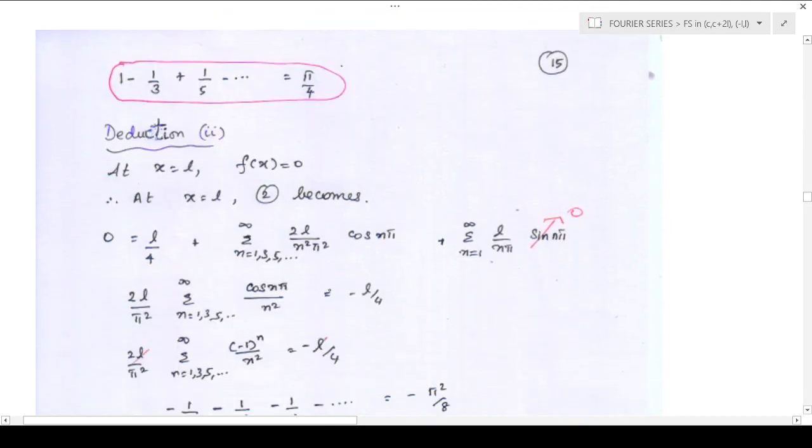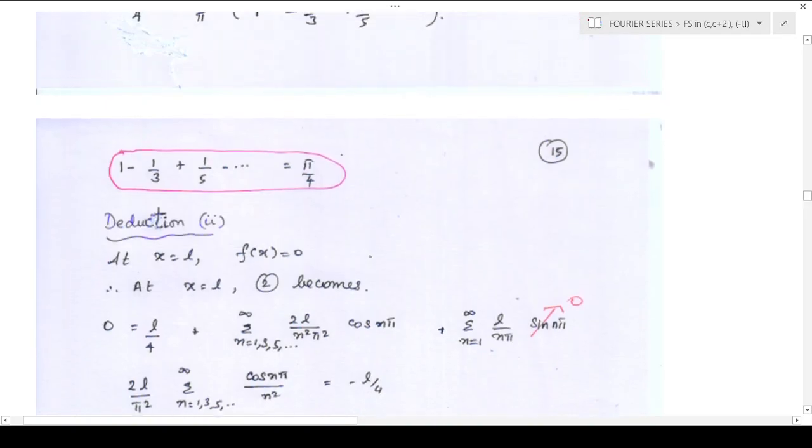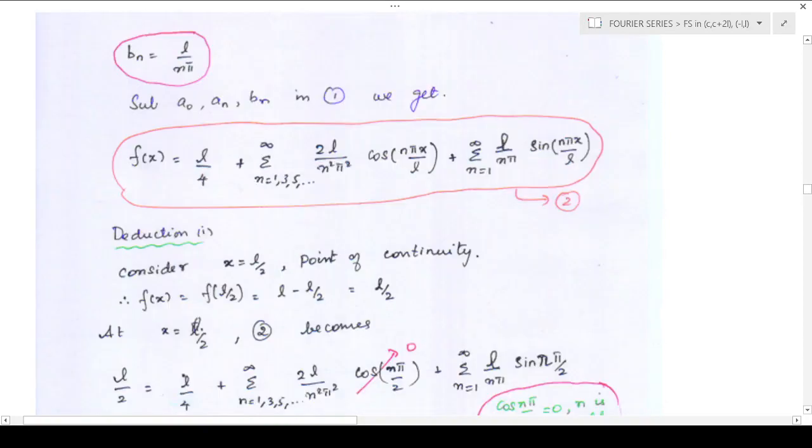Then next one is, you have here n square. The second one deduction is 1 by 1 square plus 1 by 3 square plus 1 by 5 square plus so on. So you have to concentrate on the second term. It should exist. The second sine term should vanish. So you are substituting x equal to L. So your f of x is 0.